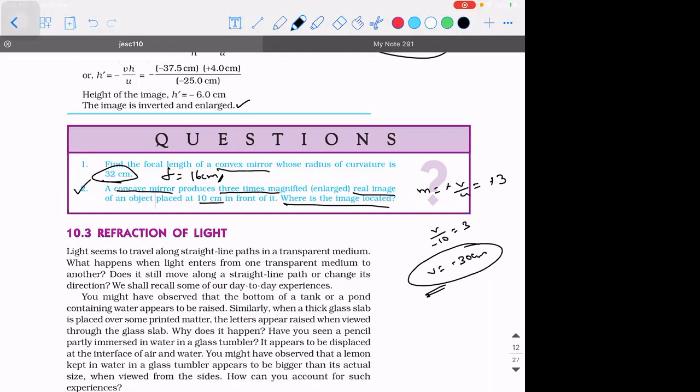Okay, I'll put it like this. What should be the value of the radius of curvature? You cannot find the value, but you can find a range. So v is minus 30 centimeter. So the object is placed at 10 centimeter.